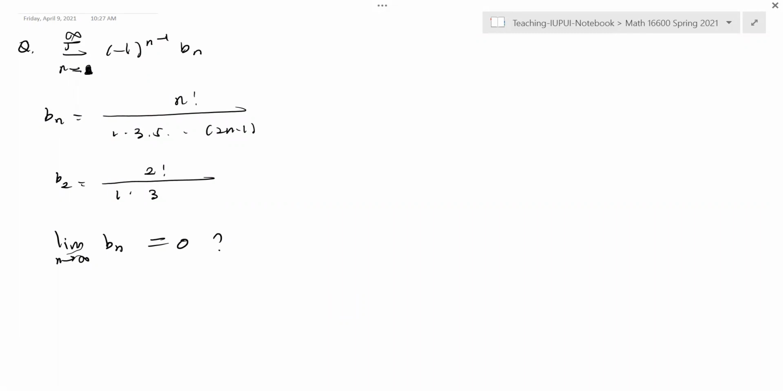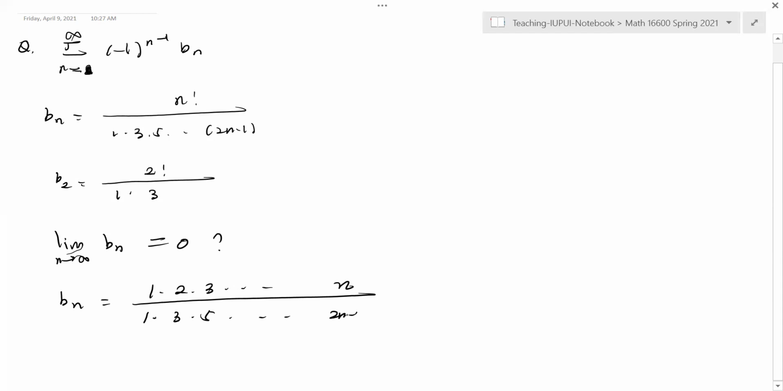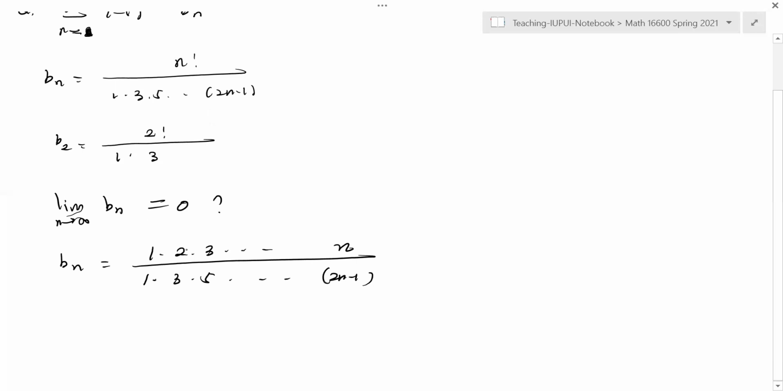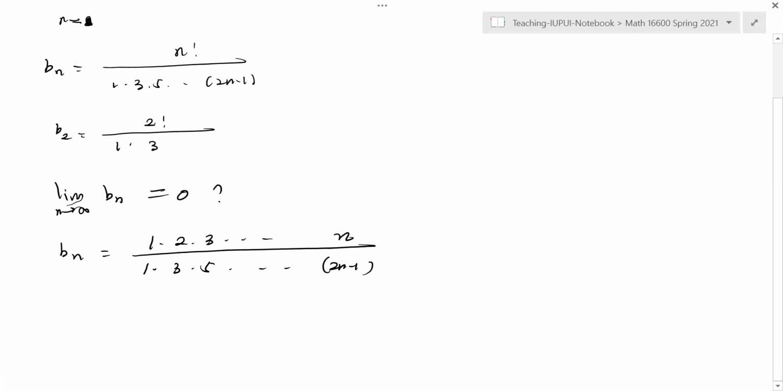How can you see? You have n terms, 1 times 2 times 3, all the way to n, and here's 1 times 3 times 5, all the way to 2n minus 1. And you will see that each term is less than 1. The question is whether this approaches 0. I think this can approach 0, but it's not easy to prove.